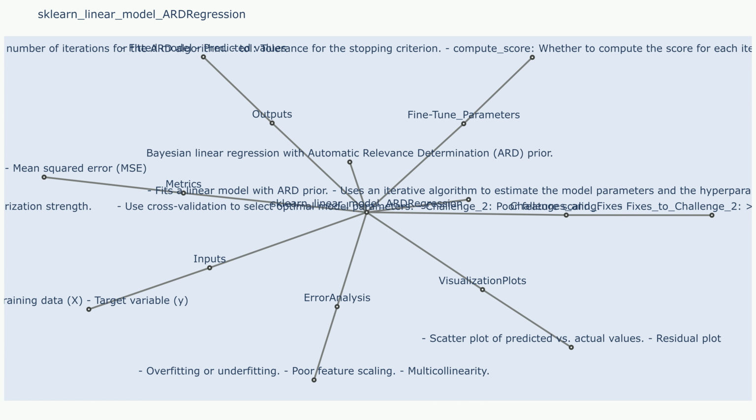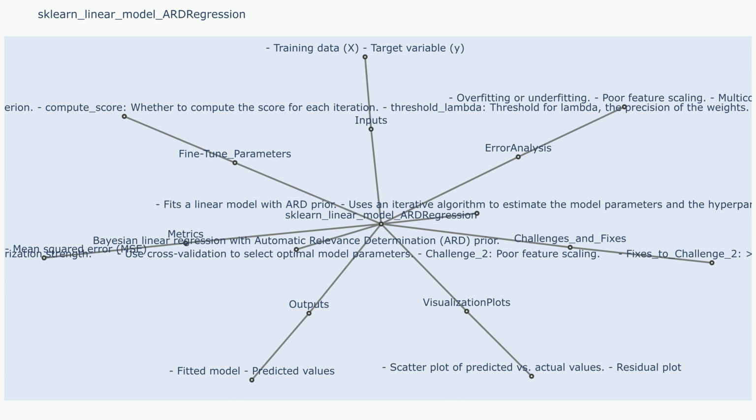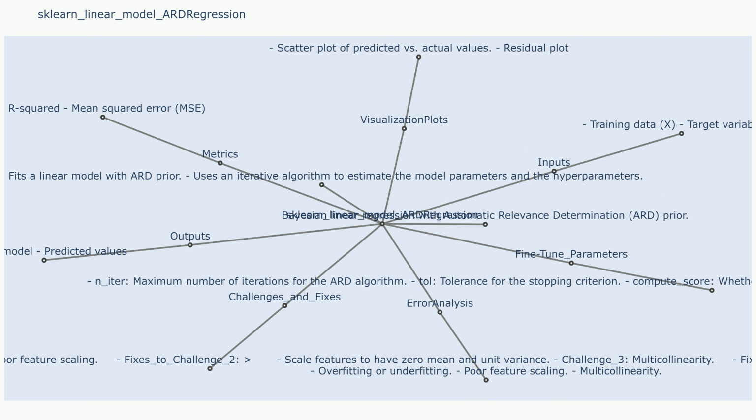Challenge 1. Slow training. The optimization process in ARD regression can be computationally expensive, especially for large datasets and high-dimensional feature spaces. Sample use case: training a model on a dataset with millions of samples and thousands of features may take a significant amount of time.